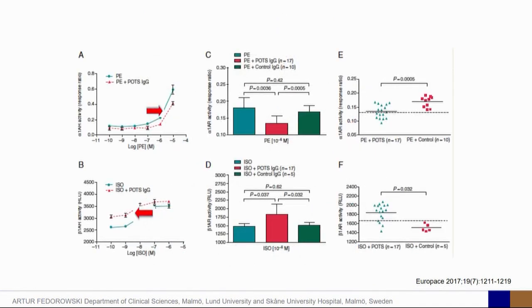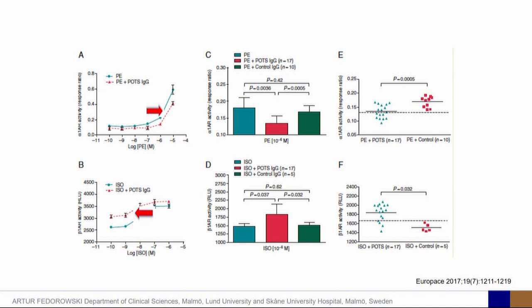And even worse, these autoantibodies shifted the response curve to the natural neurotransmitter, to natural ligands. You understand what I mean? So you have epinephrine. Epinephrine cannot get to the receptor. It's being blocked. There's no effect.